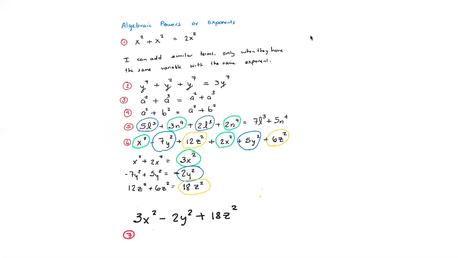Teacher, yes. So the 3x2 minus 2y2 plus 18z2 is the answer? Yes, that's the answer because you have to put your answer in the form of an equation. Oh, okay, thank you.